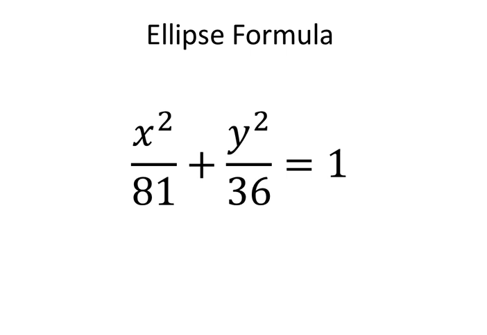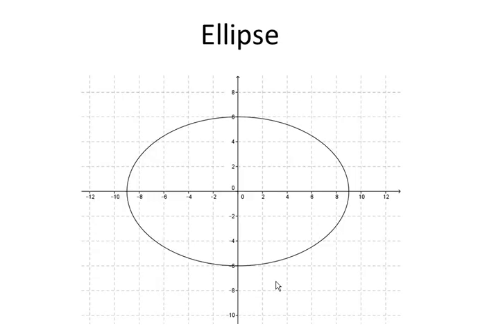In an ellipse formula, you actually get to choose your horizontal radius and your vertical radius separately. Your horizontal radius goes under the x squared, and your vertical radius goes under the y squared. So this is going to create an ellipse that's got a horizontal radius of 9 and a vertical radius of 6, an ellipse that is sort of longer than it is tall. And there's a picture of it. See, horizontal radius of 9, vertical radius of 6.